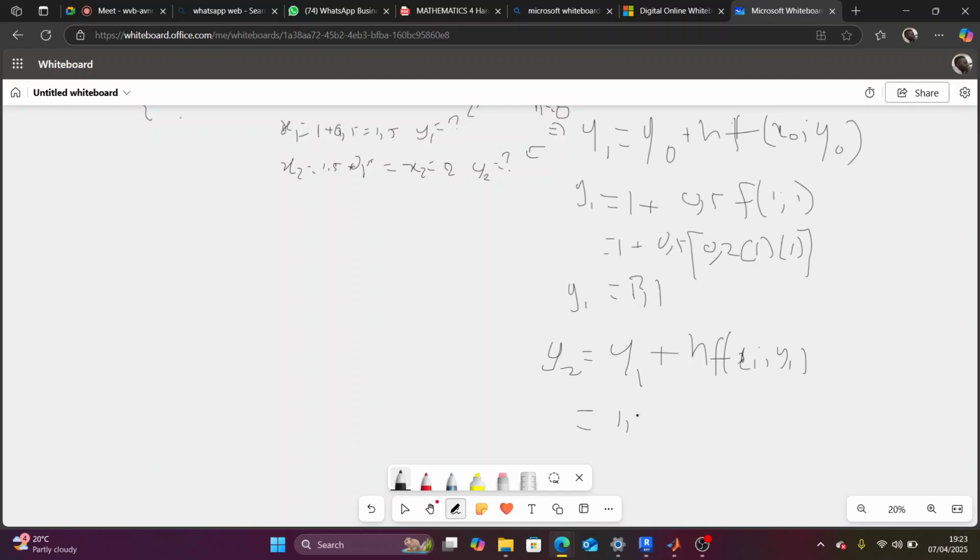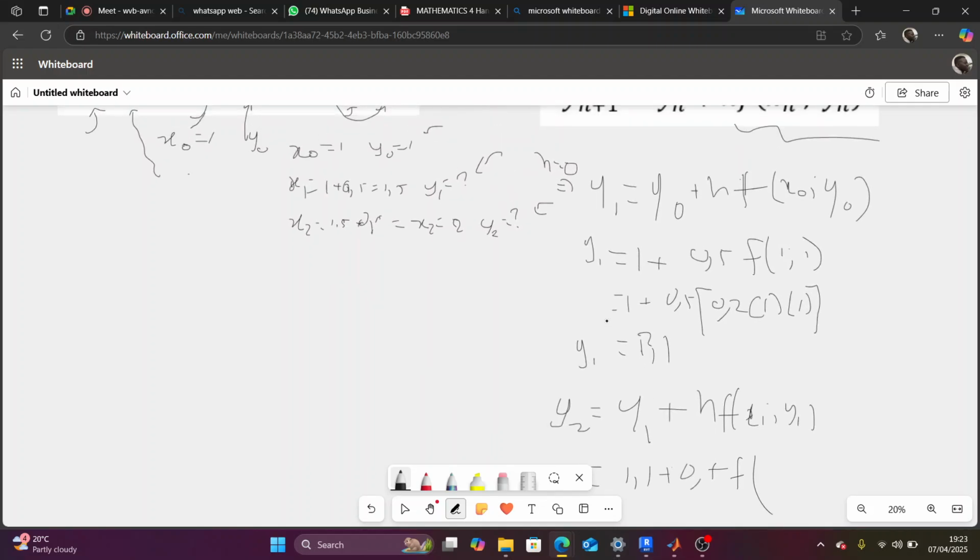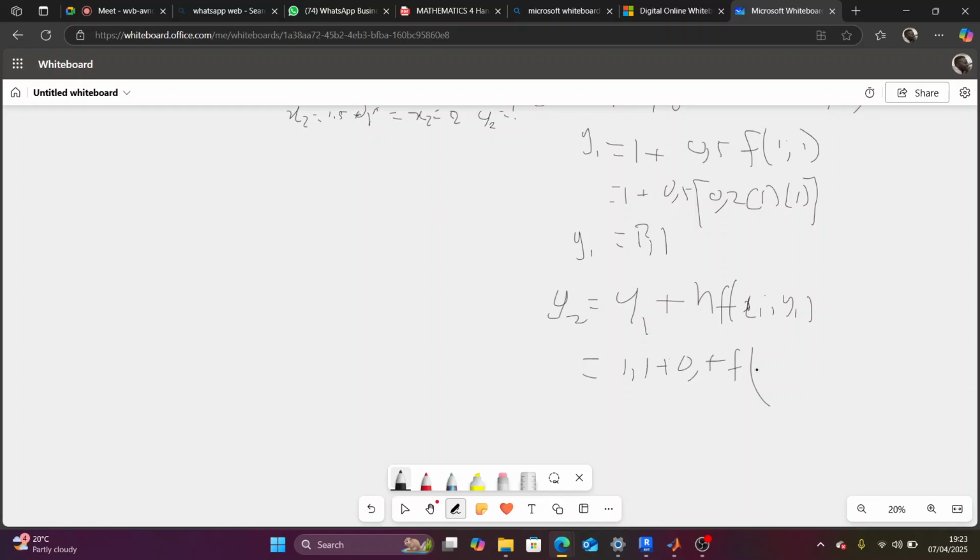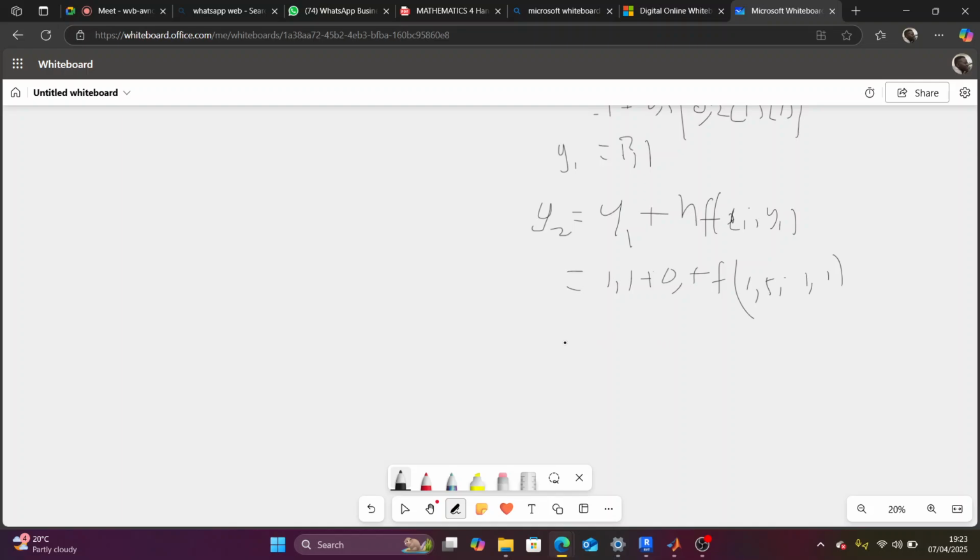Because 0 after the comma doesn't count. 1,1 plus, what is the step? 0,5. Function, what is x1? Remember, this is x1. 1,5. And what is y1? y1 is 1,1. So you bring again this, you put in your formula.